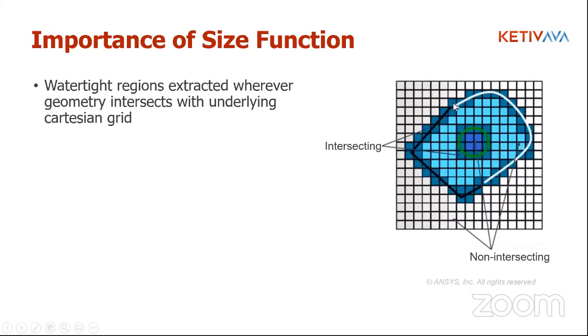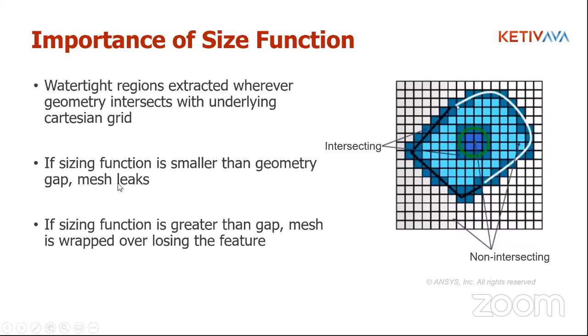Now, what if this cell was too small? What if we could fit in an entire square between the black line and the white line without intersection? Well, then it would not be a dark blue cell because it wouldn't be intersecting. In that case, Fluent doesn't know how to cap this region or extract a watertight flow domain from here. If Fluent doesn't know how to do that, flow will either leak out from inside to outside or vice versa. Which is why I talked about the importance of size function. If your size function is smaller than the geometry gap, the mesh will leak. So we want to be careful about the sizing that we choose.